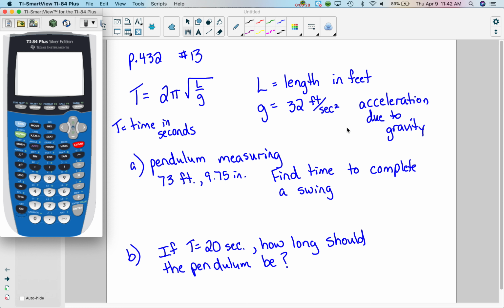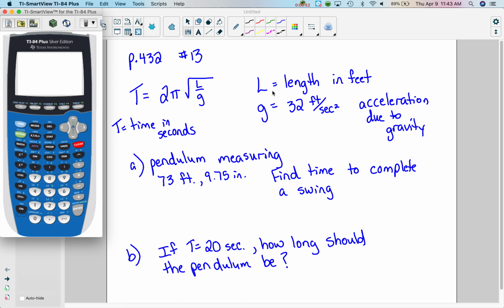They didn't provide you a picture. But if you've ever seen a grandfather clock and you've seen this pendulum swinging, that's kind of what it's talking about. So in part A, they talk about this pendulum in Tokyo, Japan, this huge pendulum in a building there. And the pendulum is measuring 73 feet, 9.75 inches.